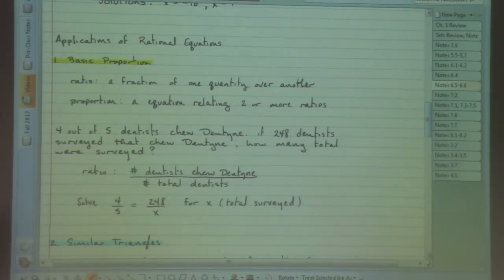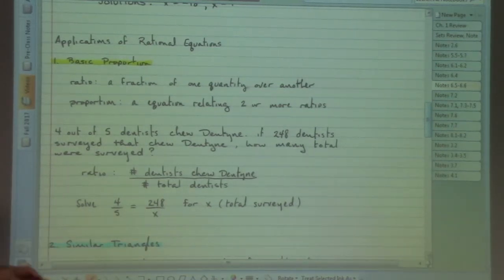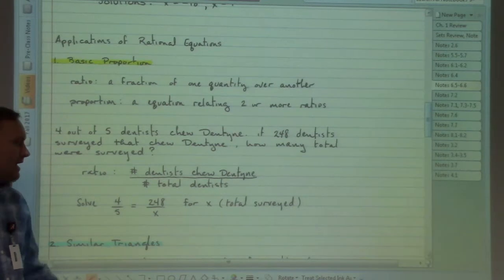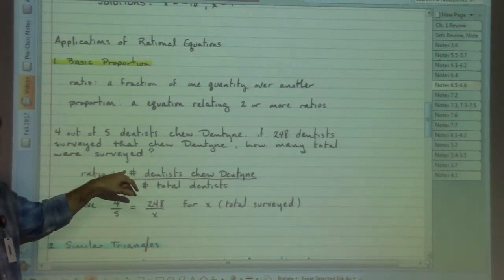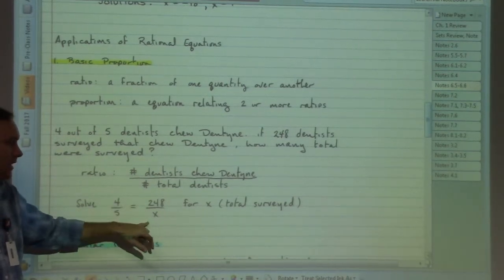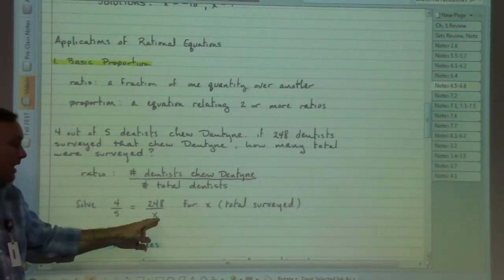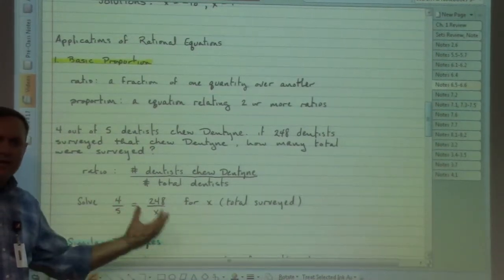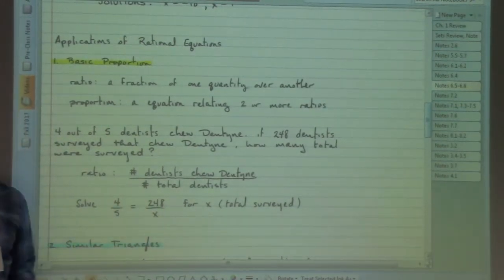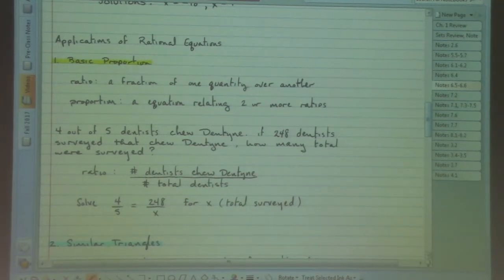Now if I go out and I talk to a total of 248 dentists that chew Dentine, how many total dentists do I talk to? Well, dentists that chew Dentine shows up on top of my ratio. The total number of dentists shows up on the bottom. I don't know what that number is for the total survey, but I have a way of being able now to work that out using ratios and proportions.